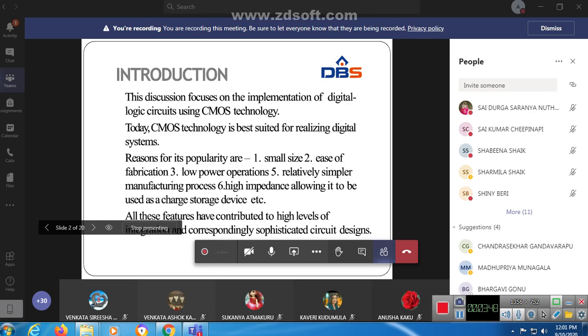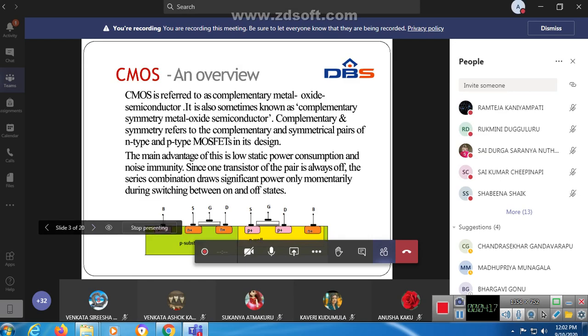We have to fabricate different types of structures. All these features have contributed to high levels of integration and correspondingly sophisticated circuit design. Based on these features, we have to design a larger number of circuits for this implementation. Before going to CMOS, we have to learn what system design is.